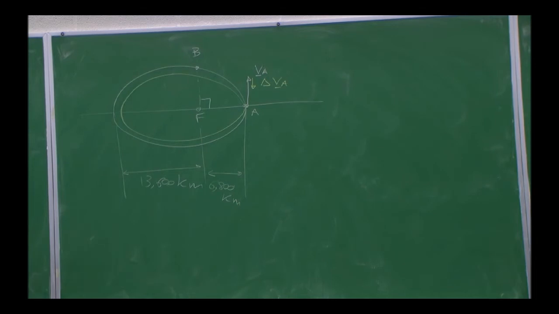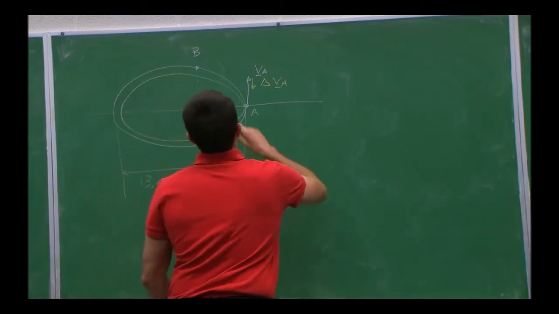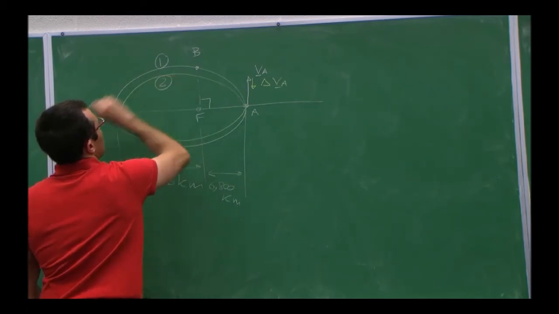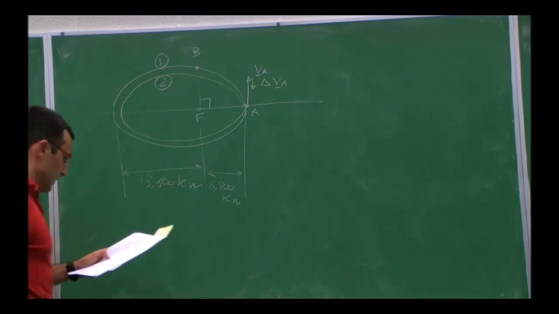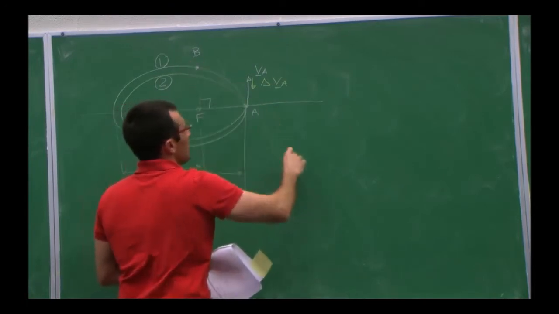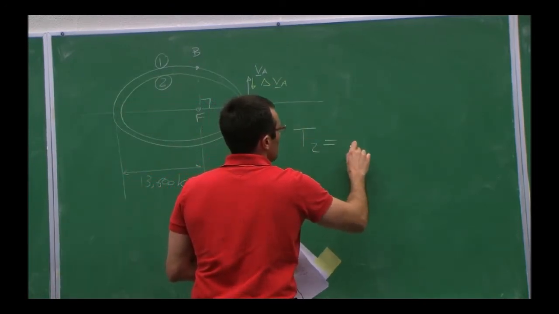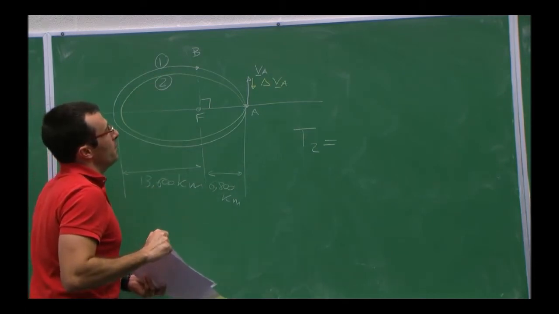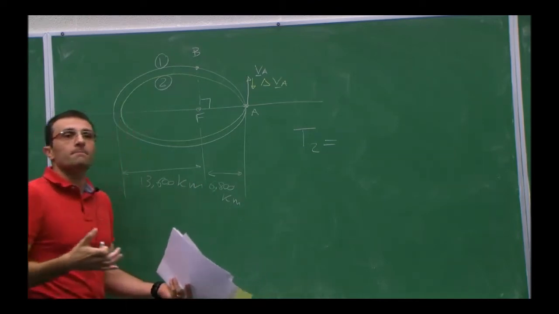So, let's see. What is the relationship here? If I call this orbit 1, and this orbit 2, my phasing orbit is 2. And this is A and B, so my T2 has to be equal to what? The period on the orbit 2. I have to find what that orbit is, right? No one is giving me that orbit. I have to find out how big it is. I know for a fact that it's smaller than 1 if I want to go faster and catch up with B. But what is the relationship between T2 and T1?